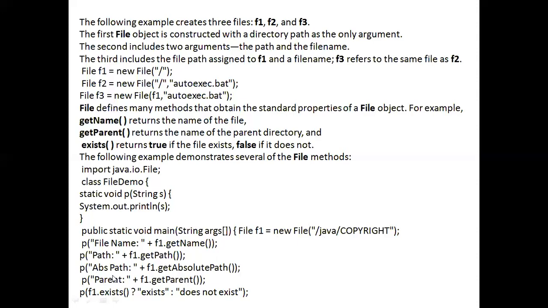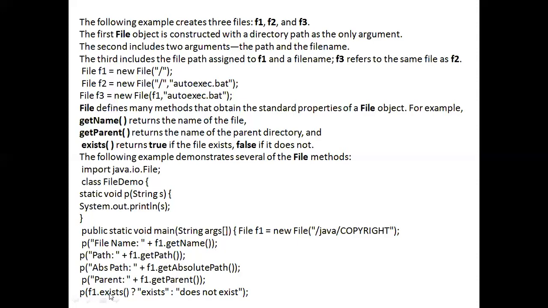Okay. Absolute path is also the total path of the file. So f1.getAbsolutePath. So we are getting the total path here if we execute this statement. And parent colon f1.getParent. By using this getParent method, we will get the Java file name. So Java is the parent file name.